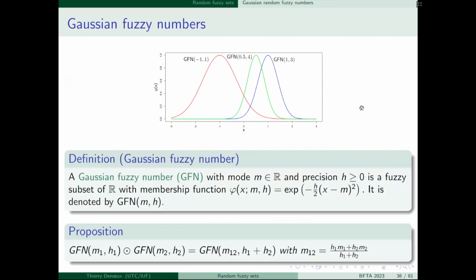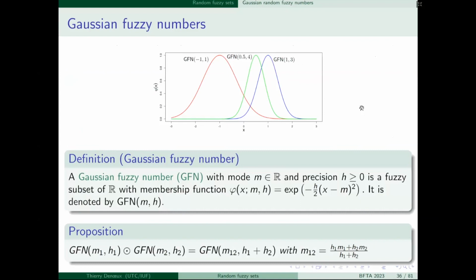The precision is the inverse of the variance. Okay, so here we reason with the precision for a reason that will become apparent later. So here we have an example. Here we have the membership function of a Gaussian fuzzy number with mode -1 and precision 1. Okay, this is in red. And in blue, we have a Gaussian fuzzy number with mode 1 and precision 3. You see, the blue one is more precise than the red one.